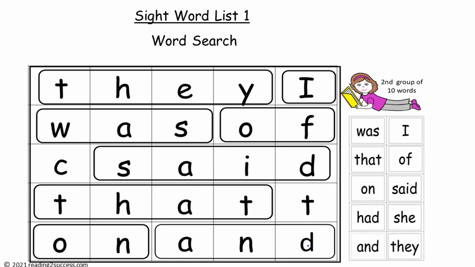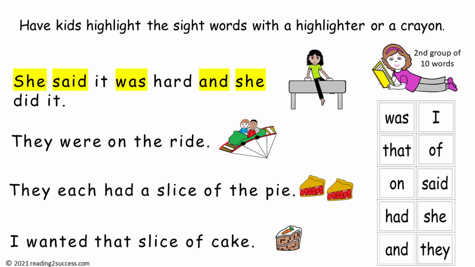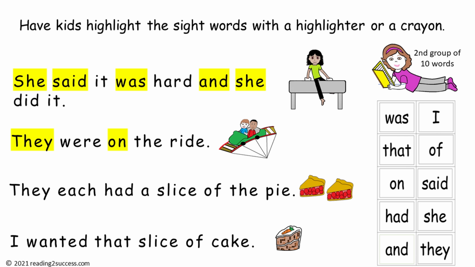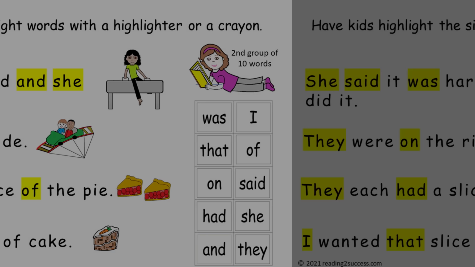Now have kids unscramble the letters to make sight words. And this is the completed example. Now have kids highlight the sight words with a highlighter or a crayon. The first sentence, she, said, was, and she. Second sentence, they, on. Third sentence, they, had, of. And the last one, I, that, of.